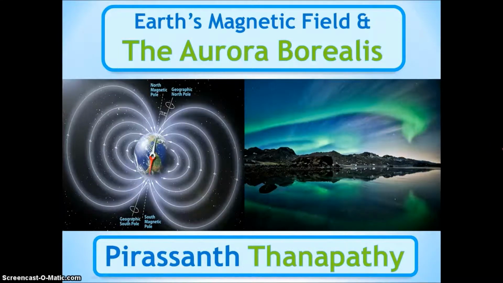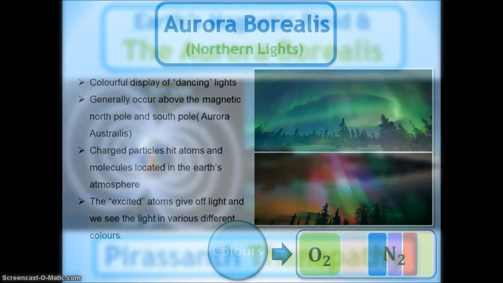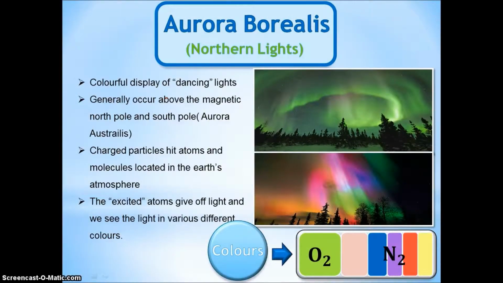Today, I will be talking about the Earth's magnetic field and how the Aurora Borealis is formed. The Aurora Borealis, also known as the Northern Lights, is basically a colorful display of dancing lights that we generally may see near the geographic North Pole.